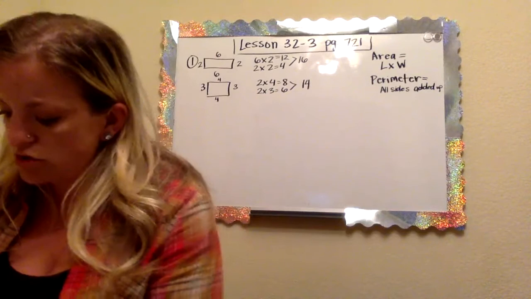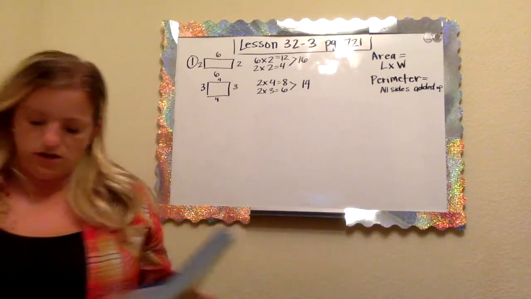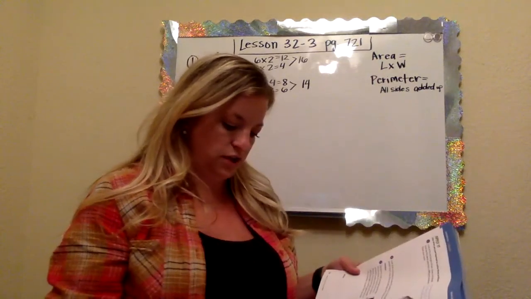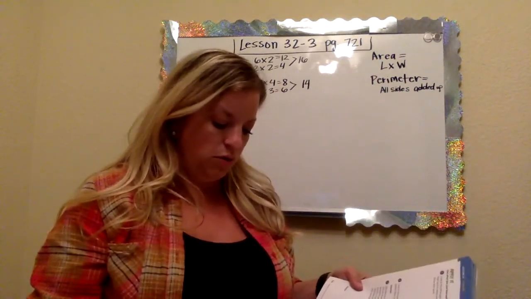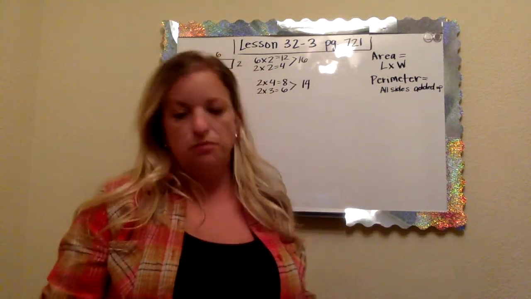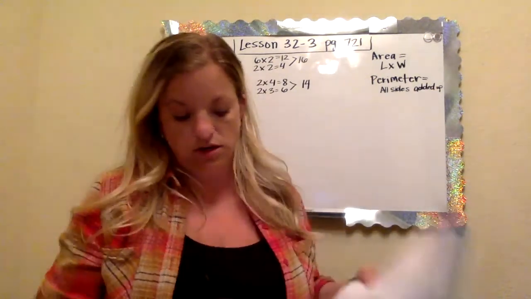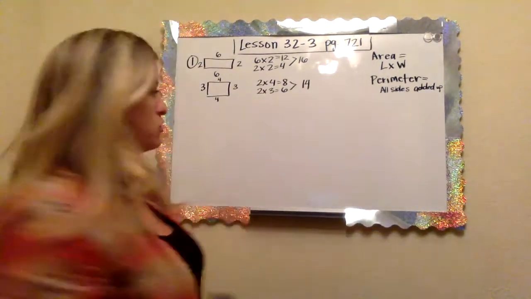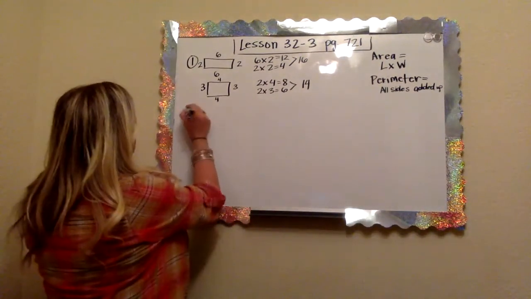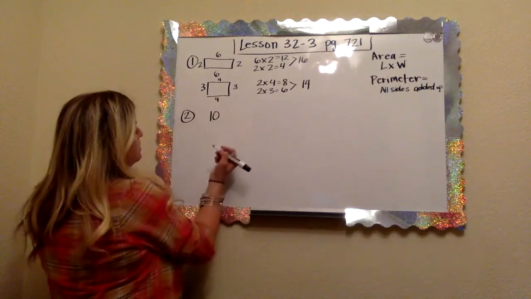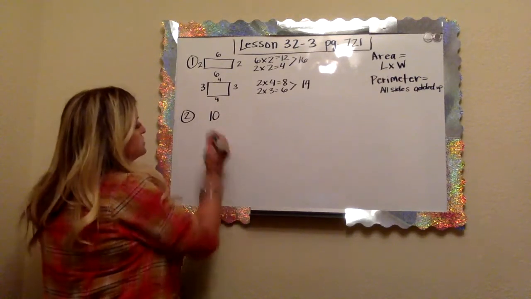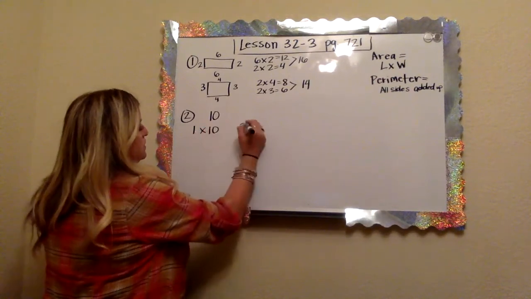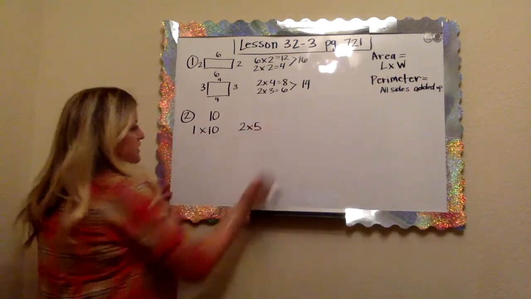Number 2, draw 2 different rectangles that have an area of 10 square units. Write the number of units for each length, width, and perimeter. Well, there's only a couple of factors that would get you to 10, so that's kind of a clue. It says length, width, and then perimeter. So you're trying to get to 10. So what you're looking for is factors that would equal 10. I know 1 times 10, and I know 2 times 5.